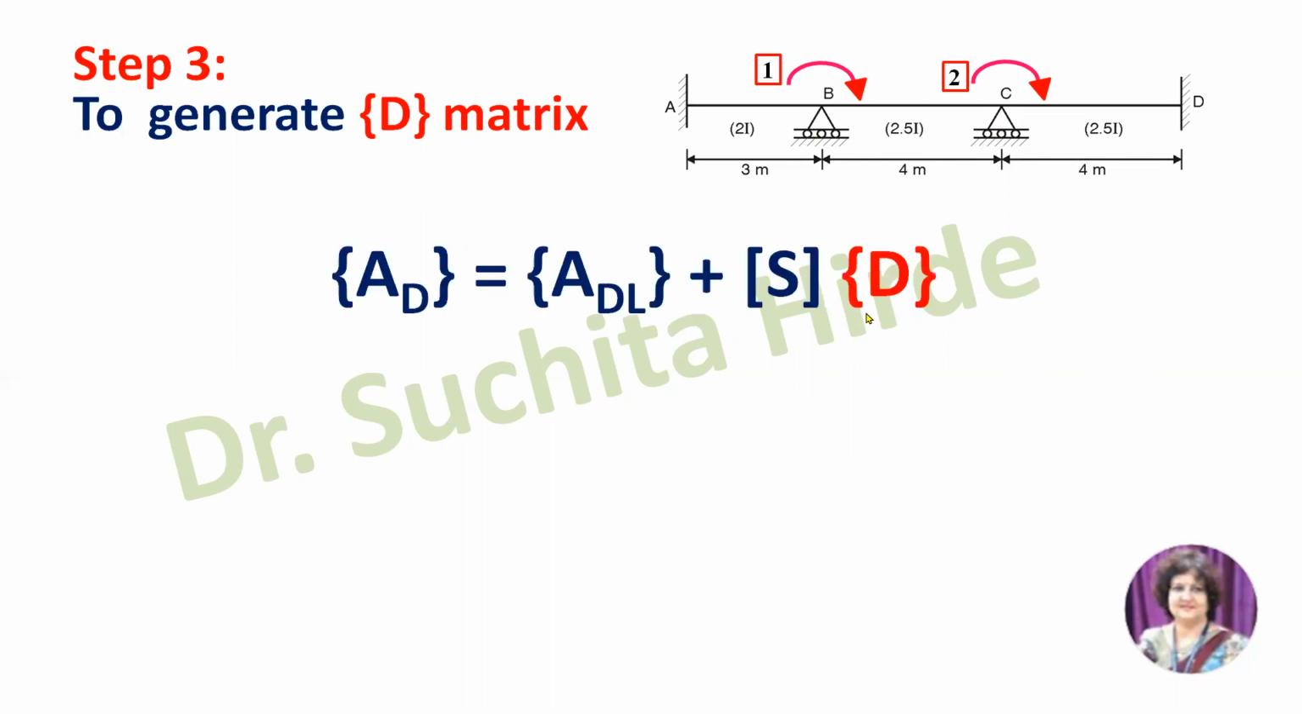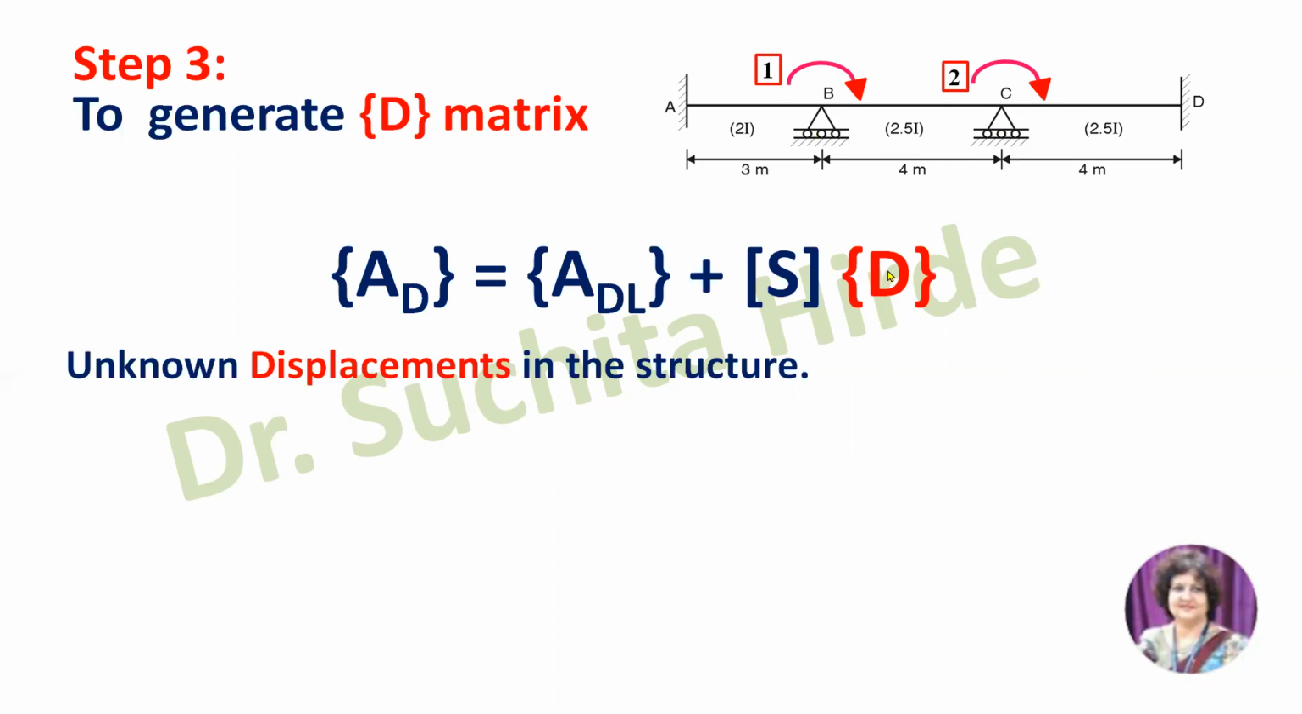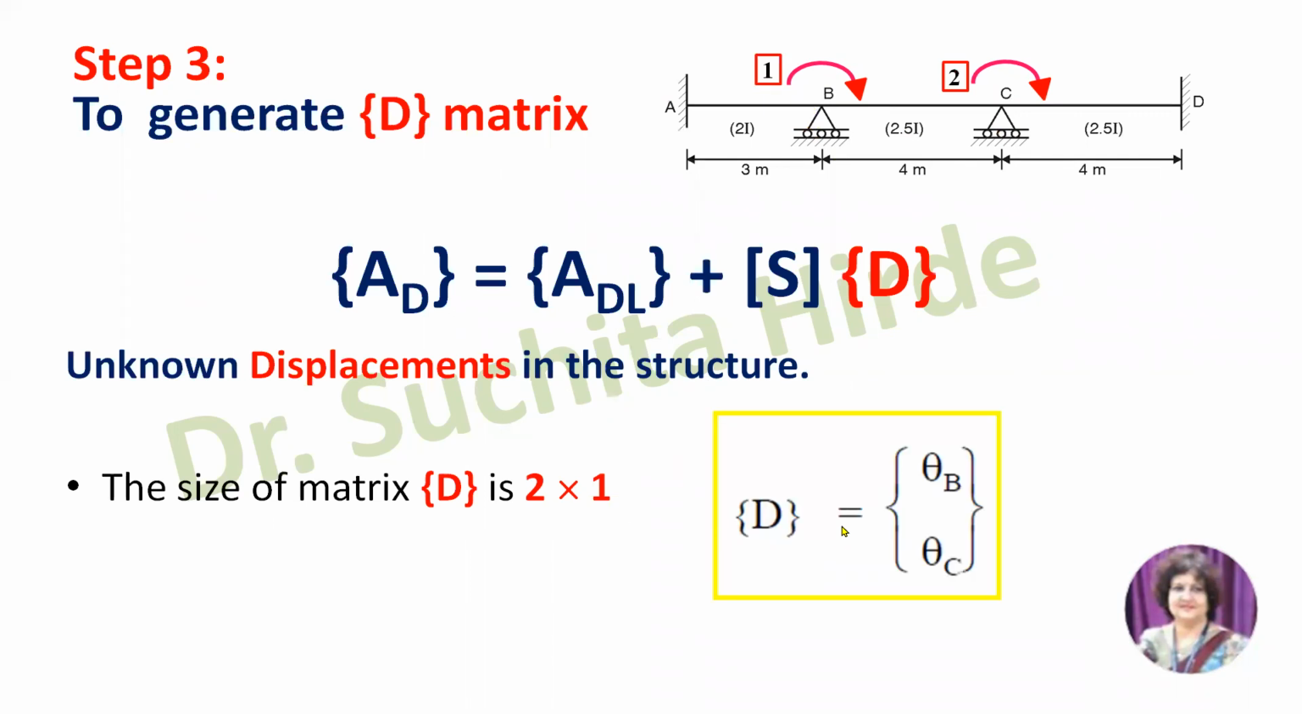To generate this D matrix, you know that D means unknown displacements. In direction of 1, the unknown displacement is theta B. In direction of 2, the unknown displacement is theta C. You know that if the number of unknowns is 2, then the size of the D matrix is 2 by 1, and this matrix contains theta B and theta C. These are the unknown displacements in the structure. So this is how we form the D matrix.